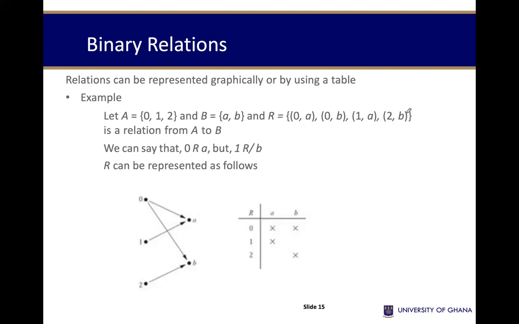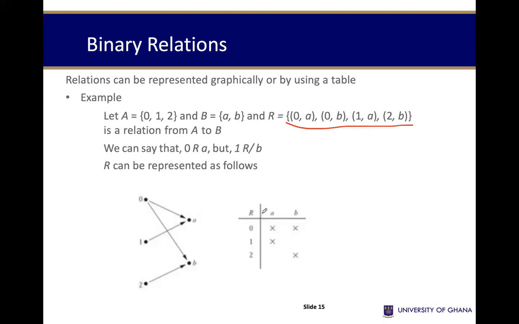If that is the case, we can use that same rule to represent it graphically. So 0, 1, 2, then A, B, then we can do our mappings. 0 is related to A, which you can see here. 0 is related to B, which you can see here. And then 1 is related to A, which you can see here. And then 2 is related to B. So that is a graphical representation.